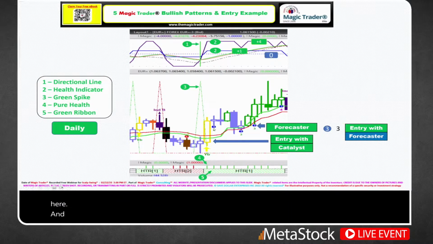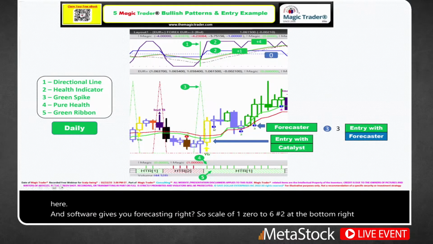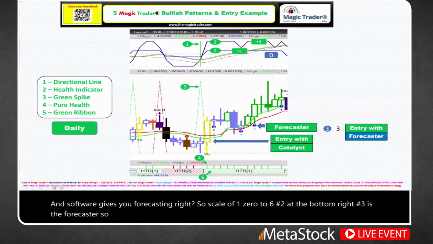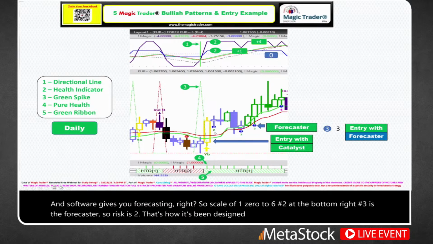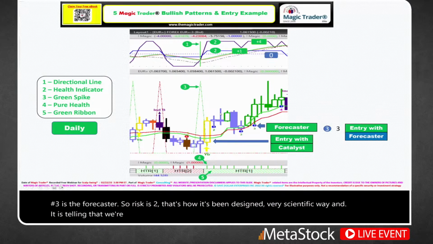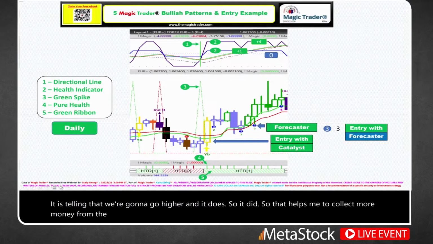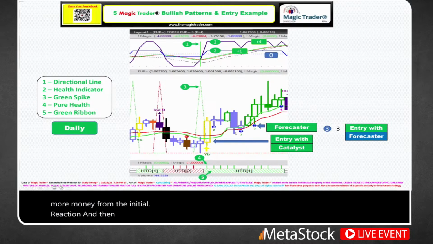And the software gives you forecasting, right? So on a scale of 0 to 6, number 2 is at the bottom. Number 3 is the forecaster. So risk is 2. That's how it's been designed. A very scientific way. And it is telling us that we're going to go higher, and it does. So it did. That helps me collect more money from the initial reaction. And then they want to retest. Why do they retest? I want to give you a clear-cut idea. I anticipate this thing to happen.